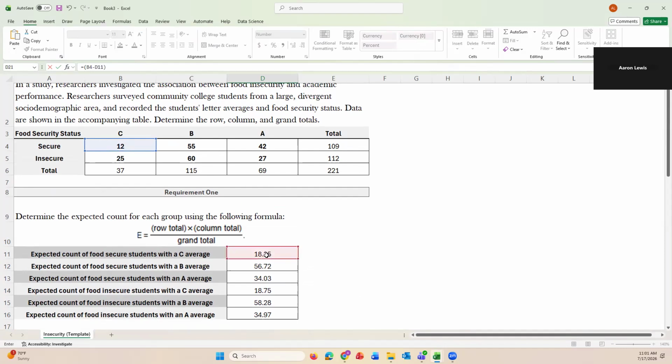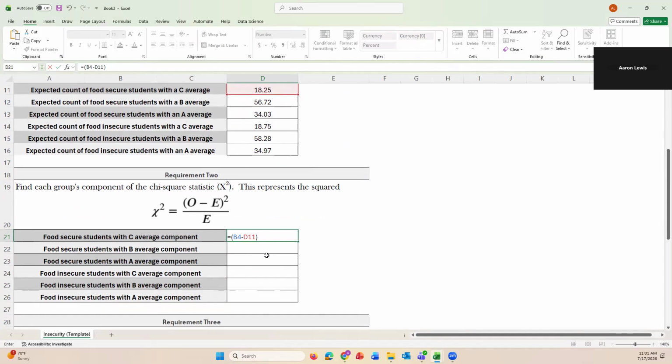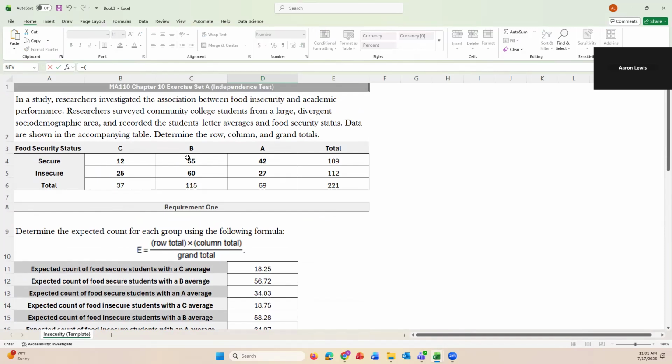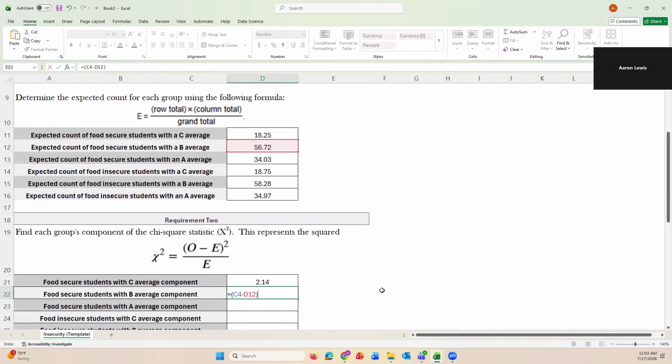Close that parenthesis. We're going to square it. And then we're going to divide by that expected amount of 18.25. We come up with 2.14. For food secure students with a B average is equal to, in parentheses, the observed amount of students that had that intersection. There was 55 food secure students that had a B average, minus our expected amount of food secure students, which was 56.72. Close that parenthesis, square it, and then divide by the expected amount of 56.72. We come up with 0.05.